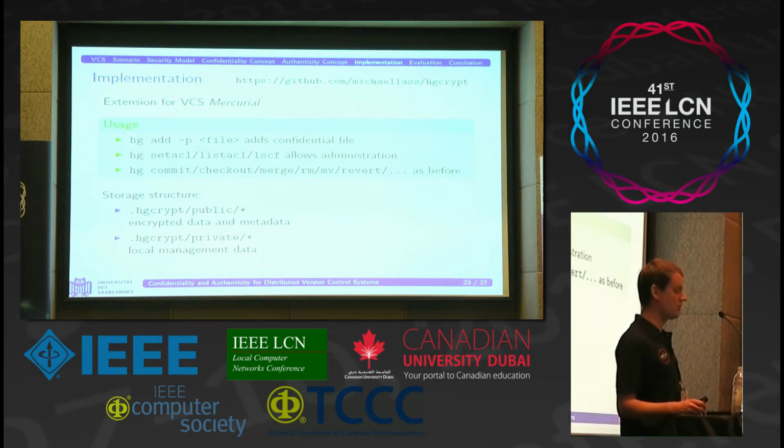Regarding the storage structure, we store all the encrypted representations of confidential files, which are part of the regular working copy, in some hidden subfolder of the repository and working copy. And we have another hidden folder in the working copy, which contains some local management data, like cached verification results, which is only part of the virtual view of the user and excluded from all operations of the VCS.